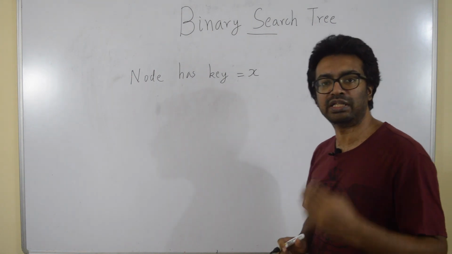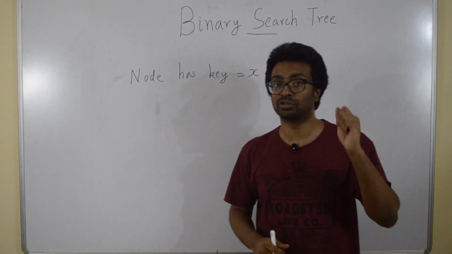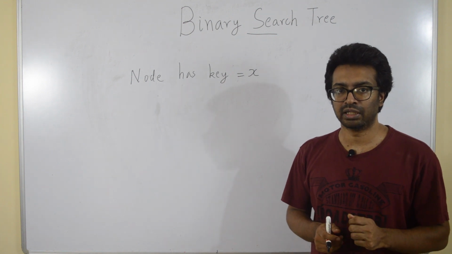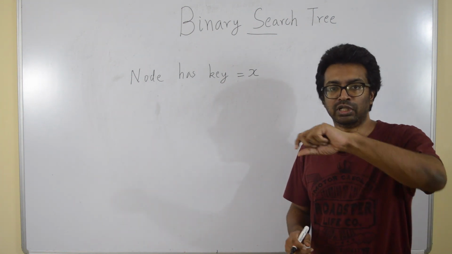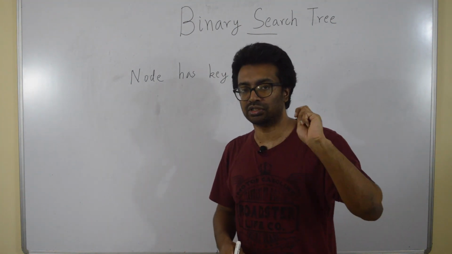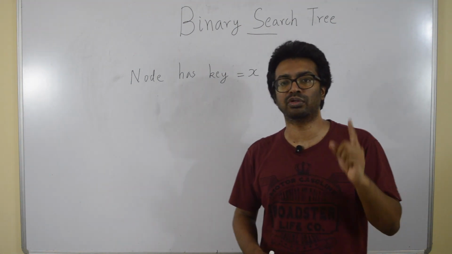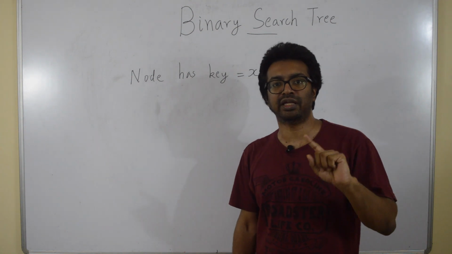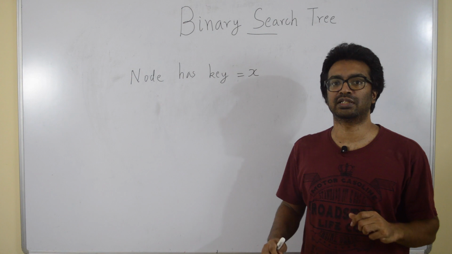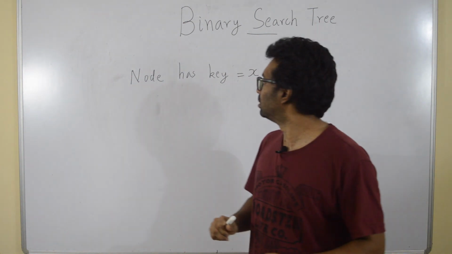Okay. So a node has key equal to x. Now here is the most crucial property of a binary search tree. Every node to the left of x has key less than x, and every node to the right of x has key greater than x.